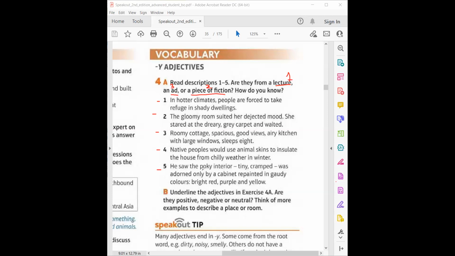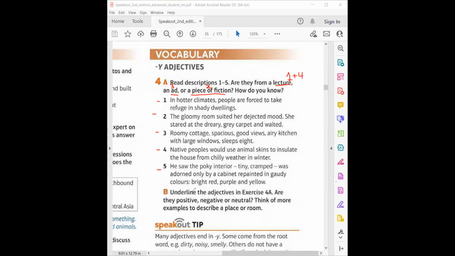Okay. "Native peoples would use animal skins to insulate the house from chilly weather in winter." I think lecture, because it's talking about facts. Well, yes, it's a lecture. Thank you. Again, you can see how the information here is factual, and it expresses the information in formal language. And it's not selling anything. It just gives you information. Now, the last one, you can do it, Tartil.